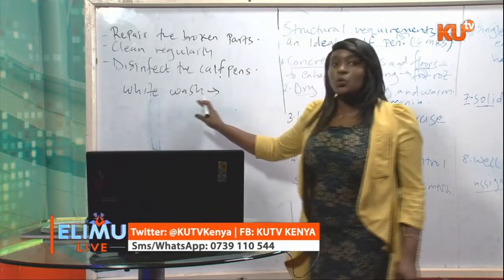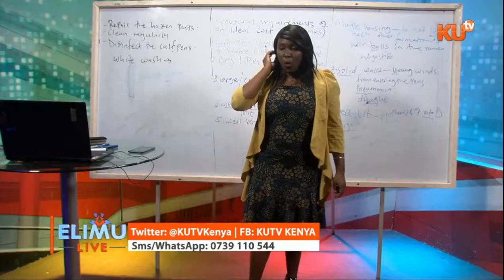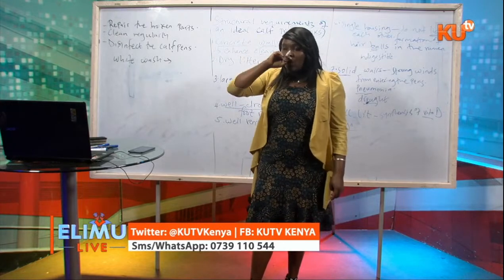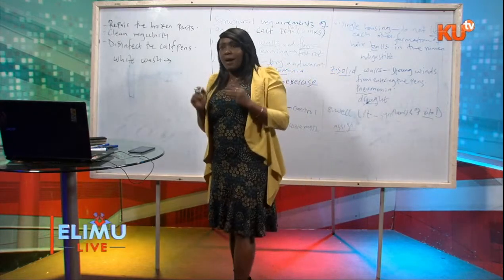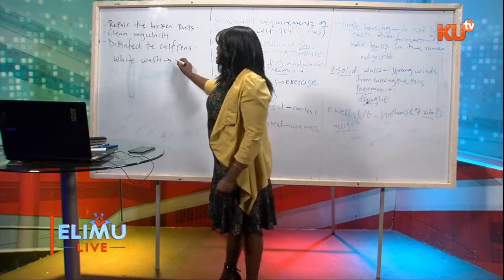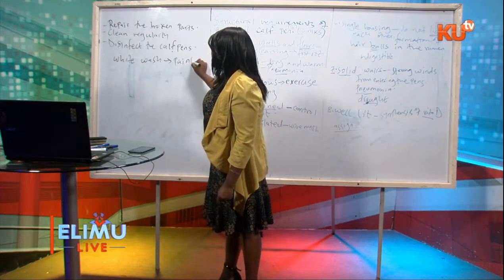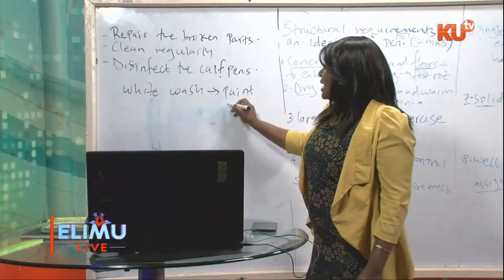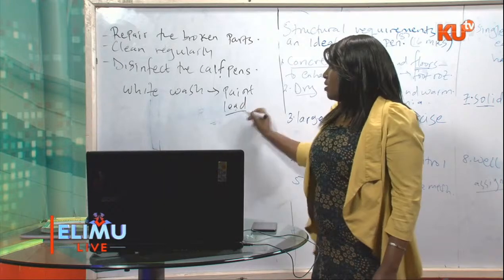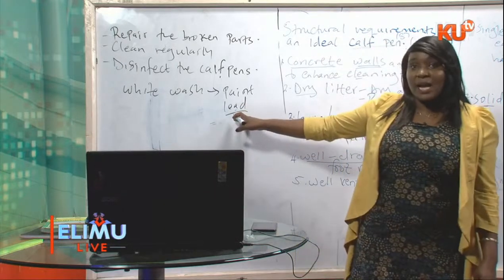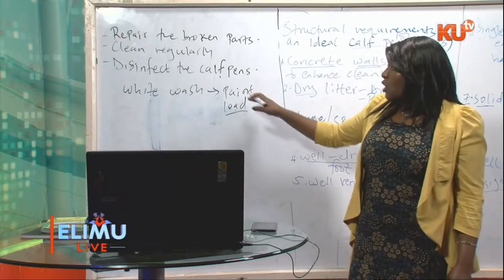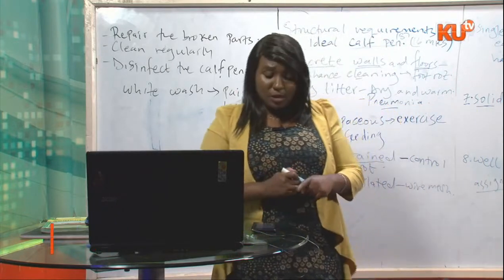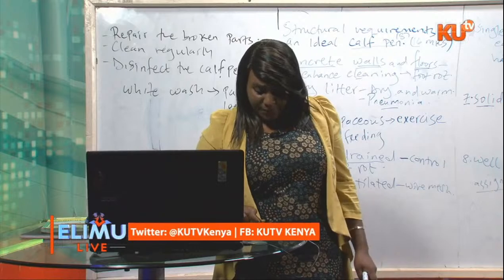The reason why we whitewash is that we just wash the cement that has made the walls and the floors. We don't paint them at all, because the white paint or any paint contains lead, and lead, you know, is a poisonous metal. So we don't paint them because of the issue of the lead that can cause poisoning to the calves.